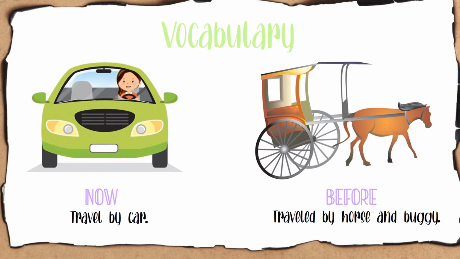We are going to start with the vocabulary, so please open your student's book on page 90. We are going to compare how some things were a long time ago and how things are nowadays. The first one: people now travel in cars. A long time ago, people traveled by horse and buggy. Now, repeat please. Now people travel in cars. A long time ago, people traveled by horse and buggy.